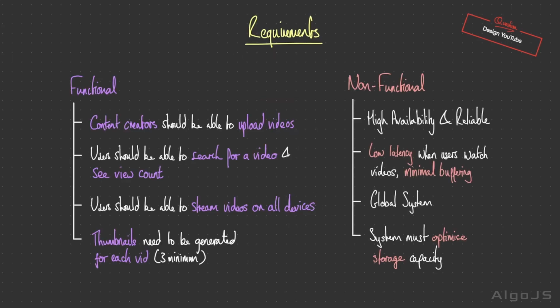So let's design it. As always, let's start by defining the requirements of the system so that we can understand the scope of what we're building here. Firstly, we have the functional and non-functional requirements. Now, there's quite a lot here, so let's go through them.